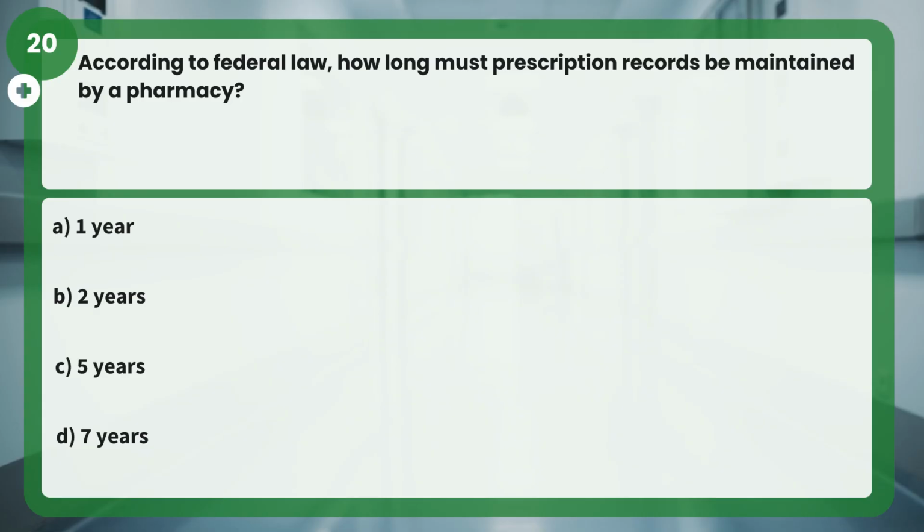Question 20. According to federal law, how long must prescription records be maintained by a pharmacy? A. 1 year. B. 2 years. C. 5 years. D. 7 years.